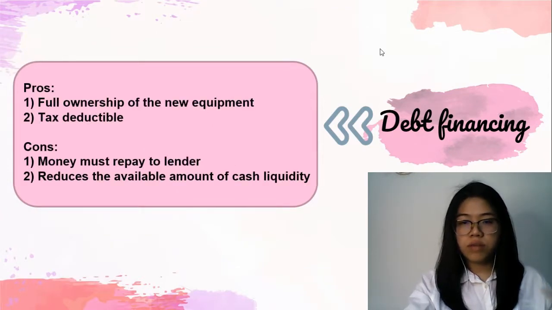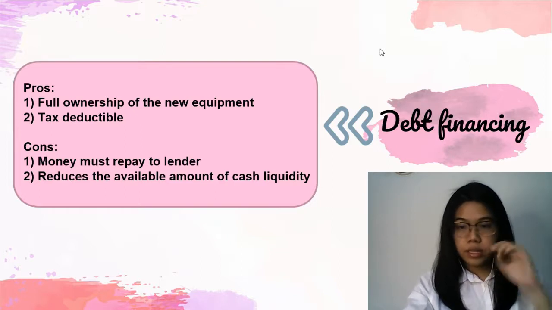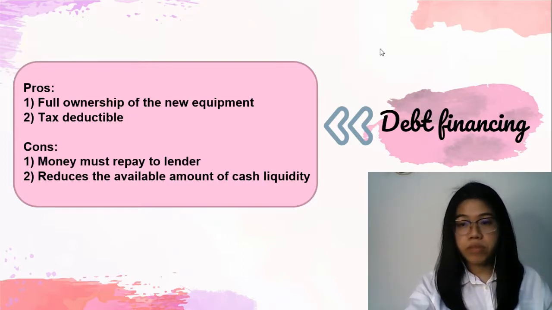The advantage of debt financing is that you can have the full ownership of the new equipment, and the debt expenses and interest are tax deductible. Therefore, this is why most companies or businesses choose debt financing over equity financing. On the other hand, the disadvantage is that the company must strictly repay the money from debt financing even if the company fails or faces bankruptcy. Next, debt financing requires a structural payment, which is likely to reduce the company's available cash liquidity.